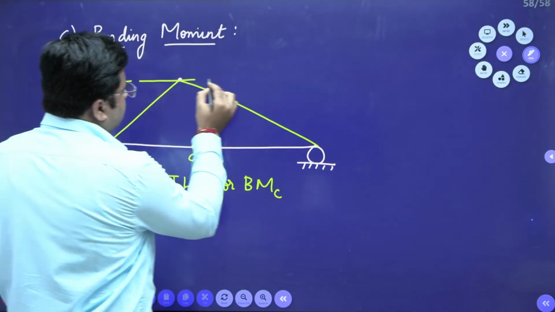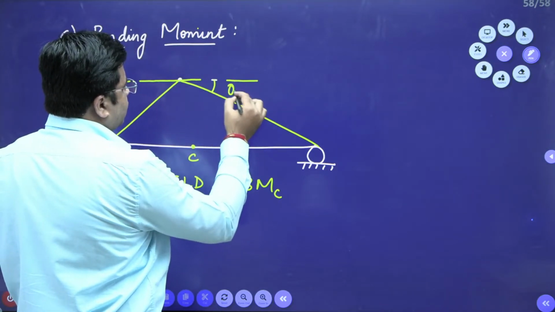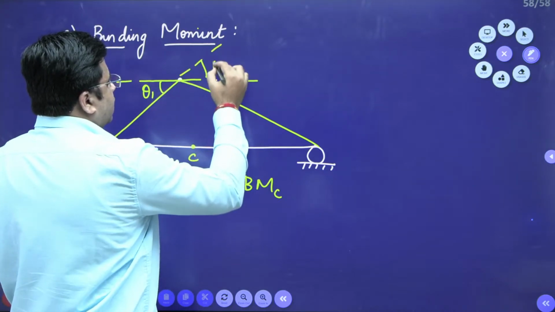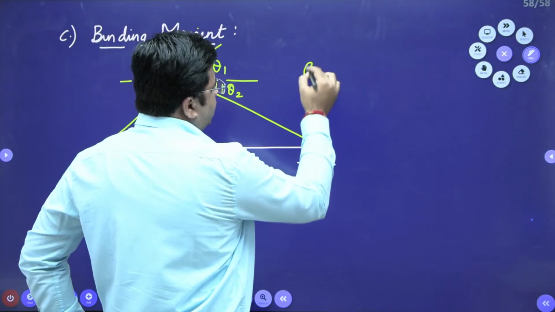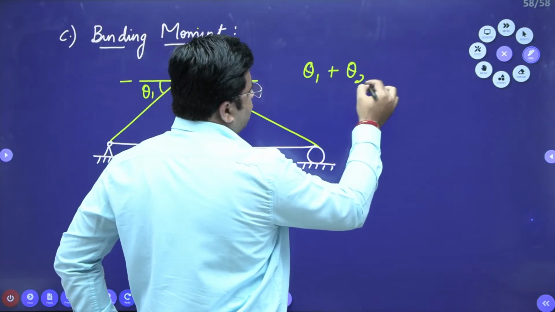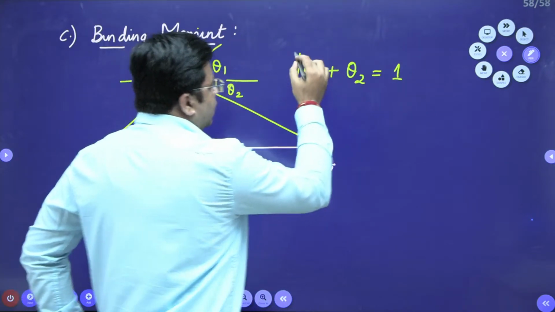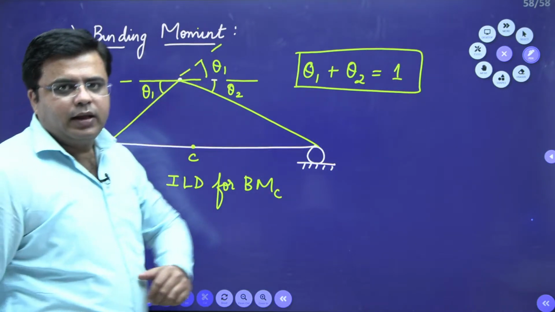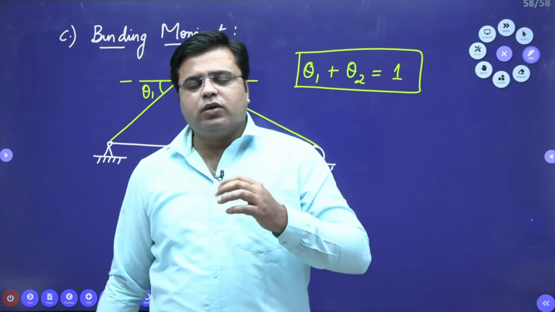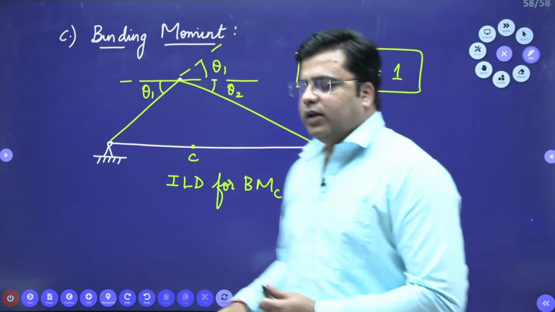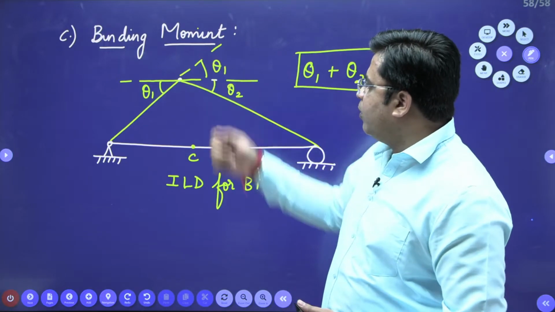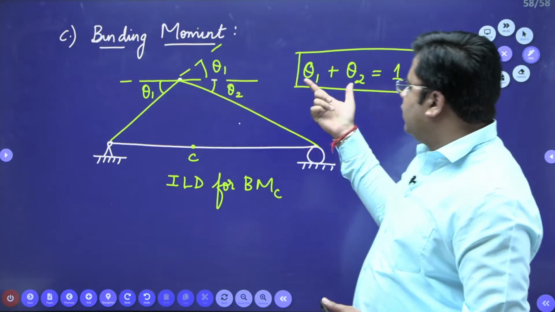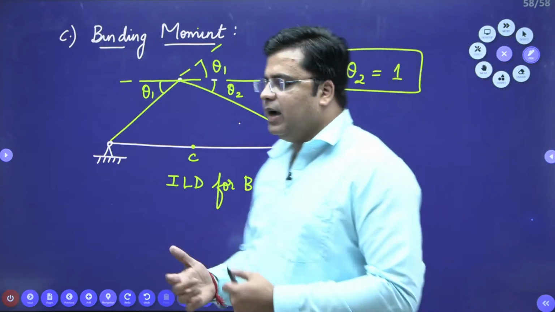So, this is my theta 2 and this is my theta 1, and this is again my theta 1. So, I said give the unit rotation at C. This theta 2 plus theta 1 is again 1 unit. The deflected shape of the beam will give me the ILD for bending moment that is acting over the structure. So for any section, if you need to draw the ILD for bending moment, just assume the internal hinge and give this beam a total unit rotation. That is how you can have the ILD for bending moment.